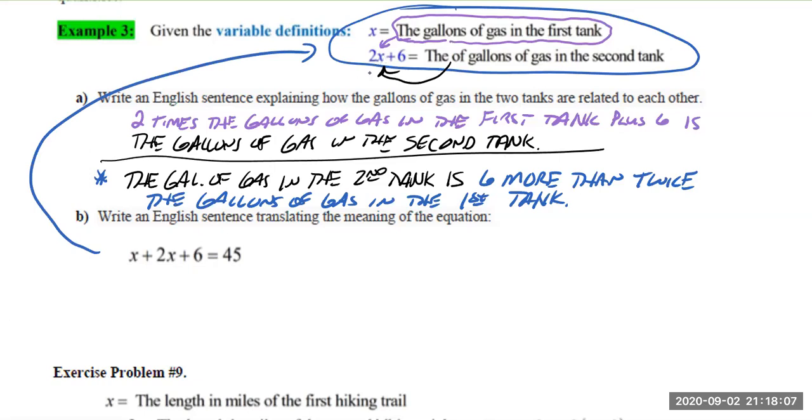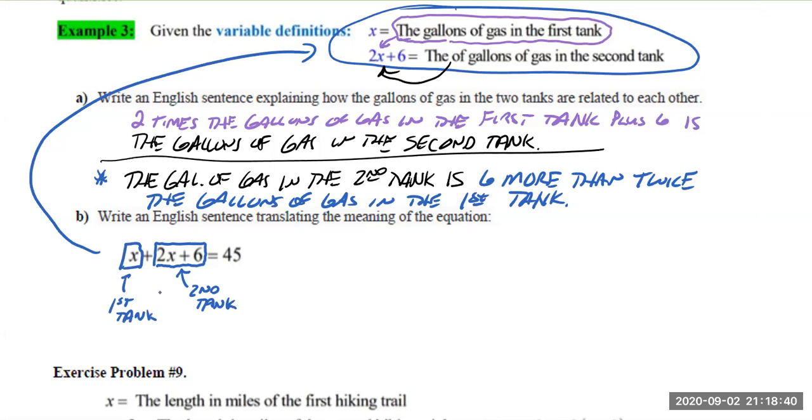So the first thing I do is just pick out the expressions. One of the expressions, the 2x plus 6, I can see right here. And the 2x plus 6, remember what that means. That's the gallons of gas in the second tank, right? And I also have x, and I know this expression, x sitting here, is the gallons of gas in the first tank.